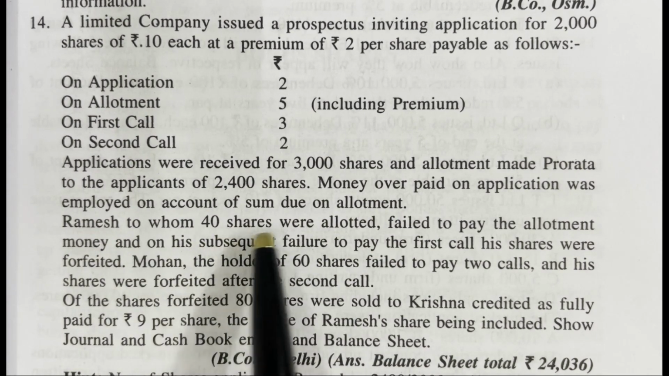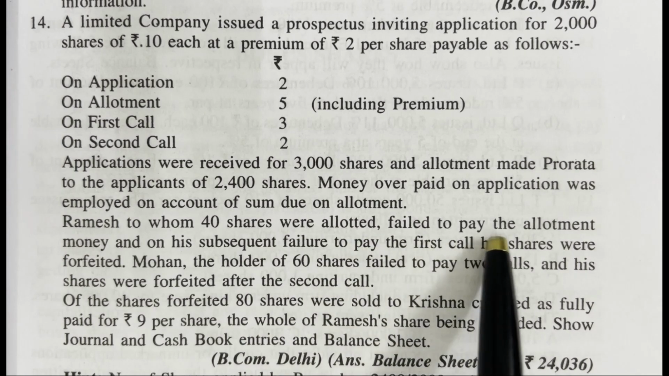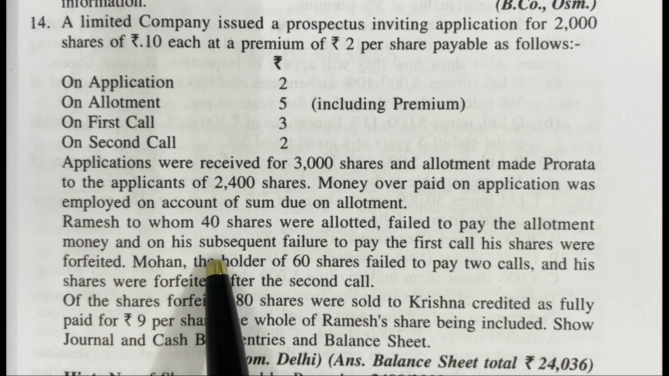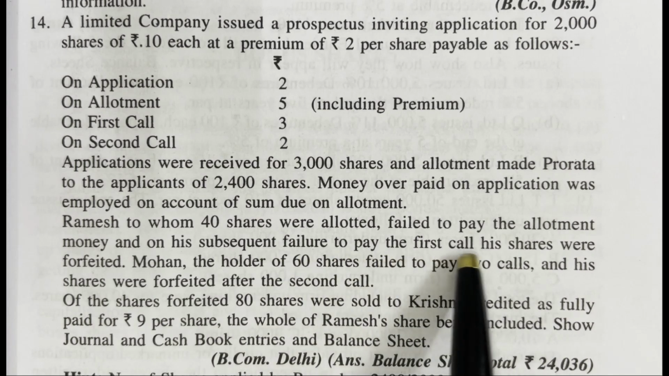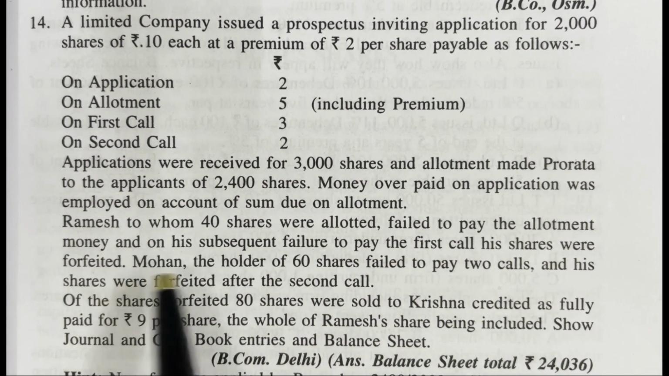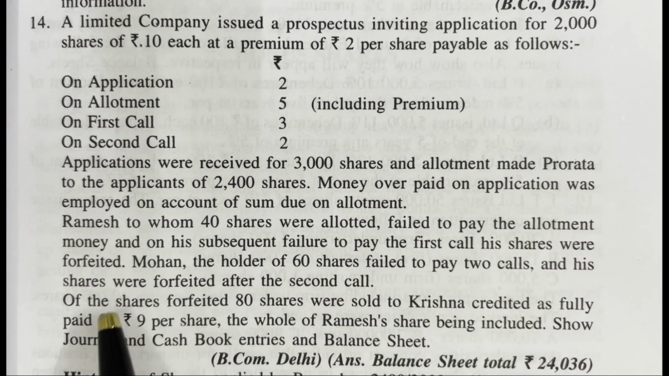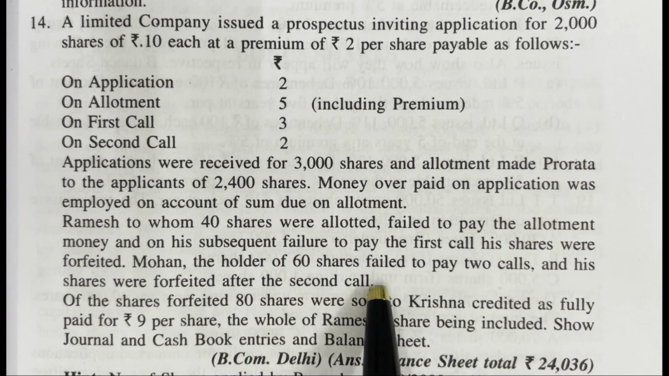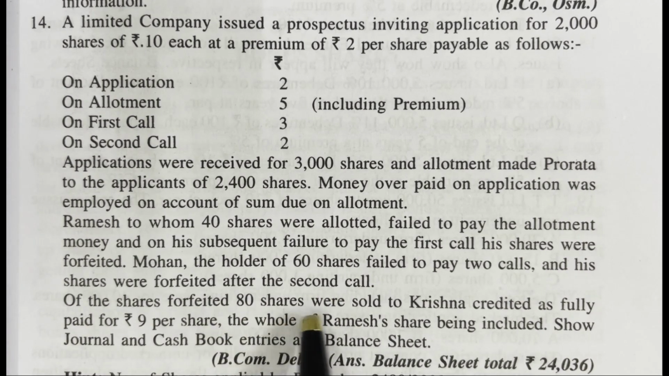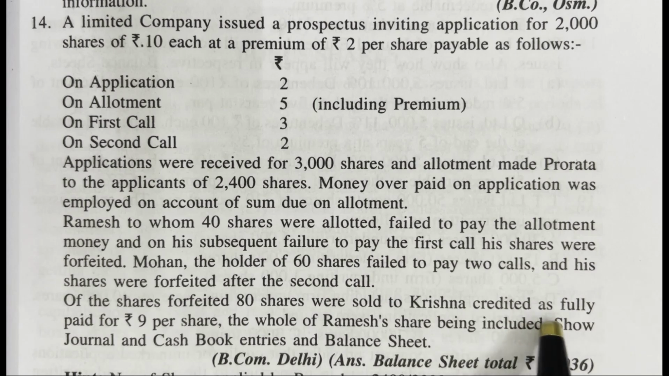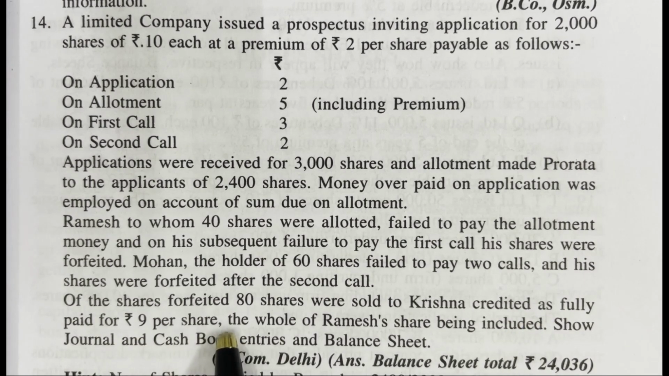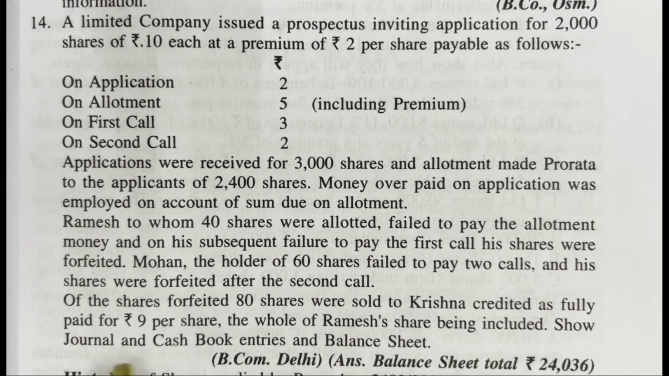Ramesh, to whom 40 shares were allotted, failed to pay the allotment money, and on his subsequent failure to pay the first call, his shares were forfeited. Mohan, the holder of 60 shares, failed to pay the 2 calls, and his shares were forfeited after the second call. Of the shares forfeited, 80 shares were sold to Krishna, credited as fully paid, for 9 rupees per share, the whole of Ramesh's shares being included. Show journal and cash book entries and balance sheet. This is the question. Let us see the solution.